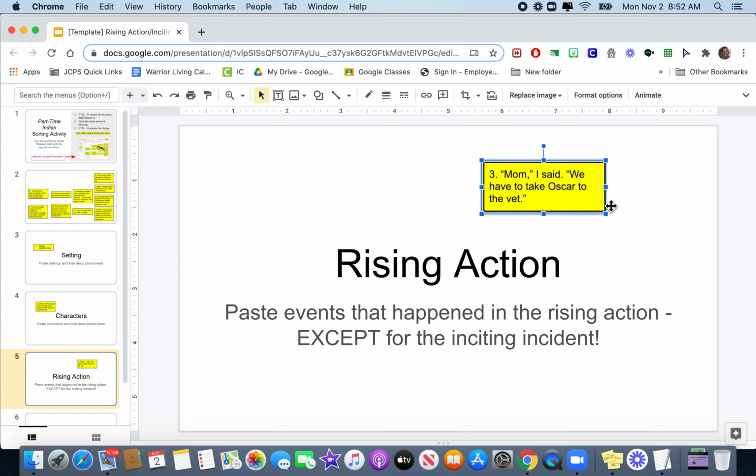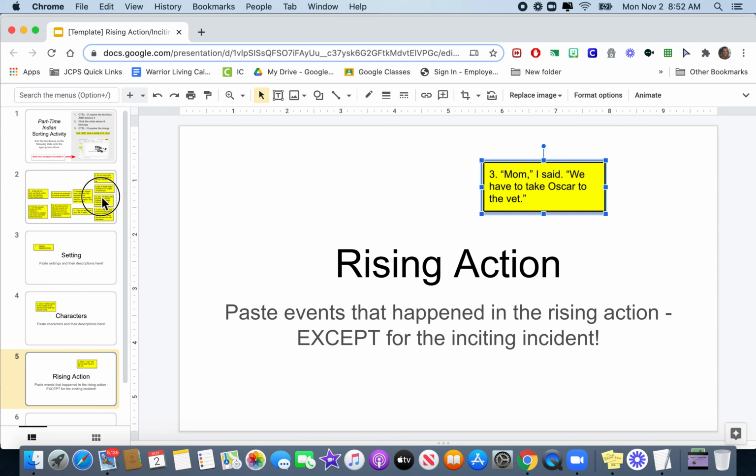So this is a minor event that goes in the rising action, because the author didn't have to include it, but chose to because it tells us about the narrator and it tells us about the poverty and the financial difficulty that the family is experiencing. So it sort of gives us information about the rising action.